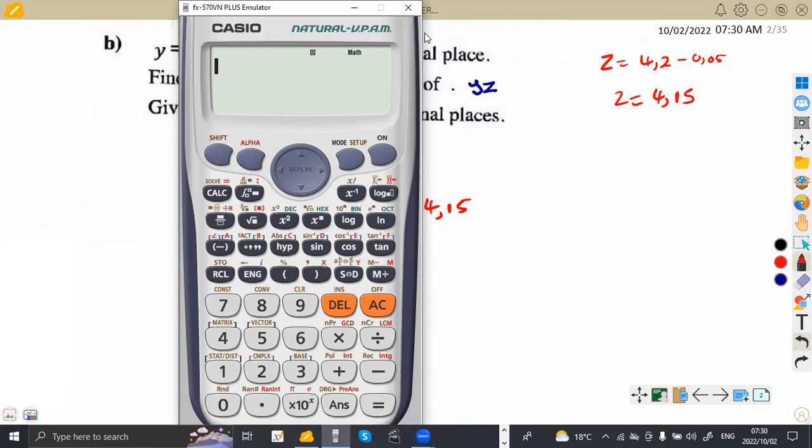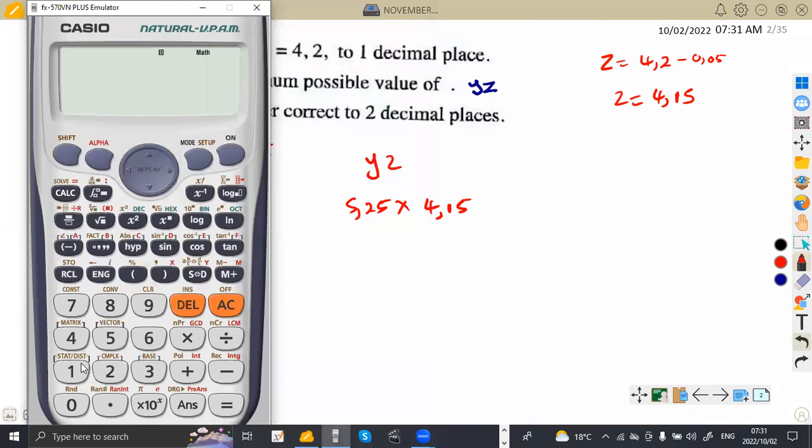So let us see, because let it not be as if we are not having calculators here. This paper is allowed calculators, so you can see 4.2 minus 0.05. All right, so that's it. Anyways, so here we need the product.